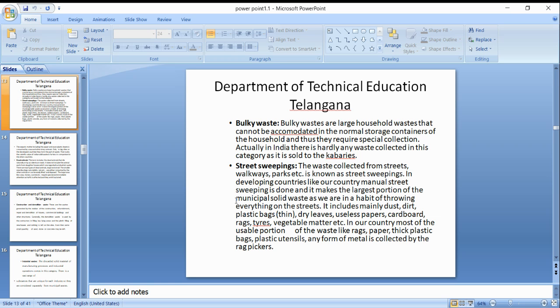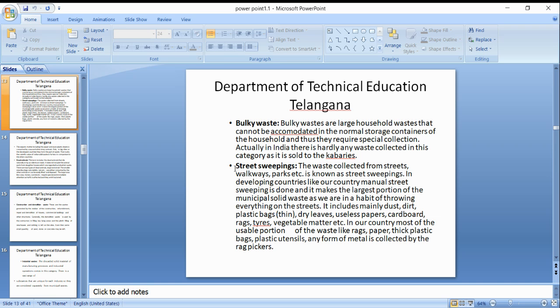And waste plastic, waste glass, glass materials, waste. So they will be sold at some places, just like you can say kaberas. Bulky waste will be collected like that. So next comes street sweepings. Street sweepings are the waste collected from the street.